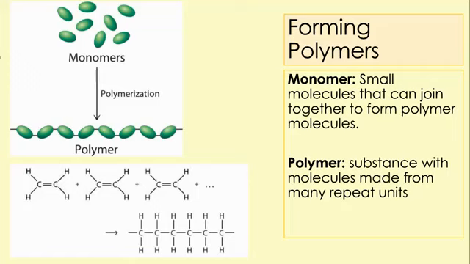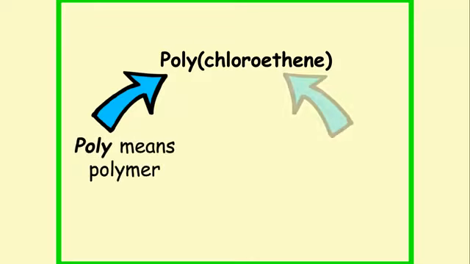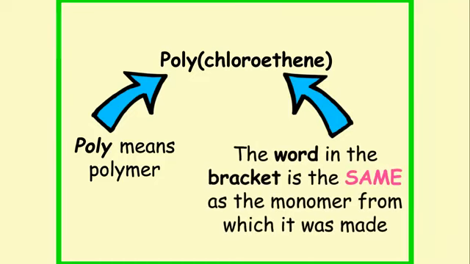Now, if we actually look at the actual chemicals, this is a chemical called ethene, and you get multiple ethene molecules reacting to make this polymer, which is called polyethene. But we can actually call it polythene because it's easier to say. So if I had polychloroethene, we don't normally put the brackets in, this is just to illustrate the process. The poly means it's a polymer, and then the chloroethene is the name of the monomer from which it was made.